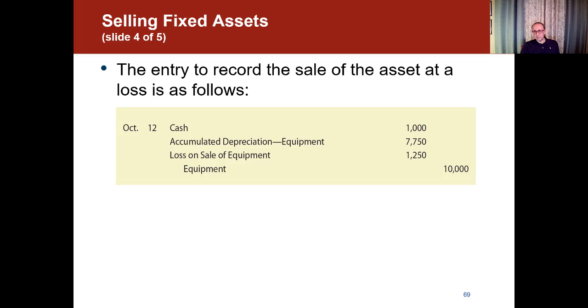What if we sold it at an amount less than its book value? So remember, the book value is $2,250. We sold it only for $1,000, so we have a loss of $1,250. So we're going to credit the equipment for $10,000. We are going to debit accumulated depreciation. These go hand in hand. You do these together. Then you debit the amount of cash you collected from selling this fixed asset, $1,000. Now let's add the debit side. It's $8,750, and on the credit we have $10,000. So we need to plug in a value here which is equal to $1,250.